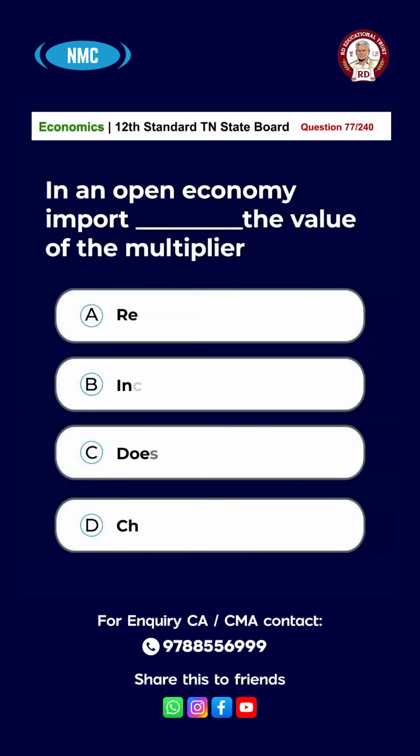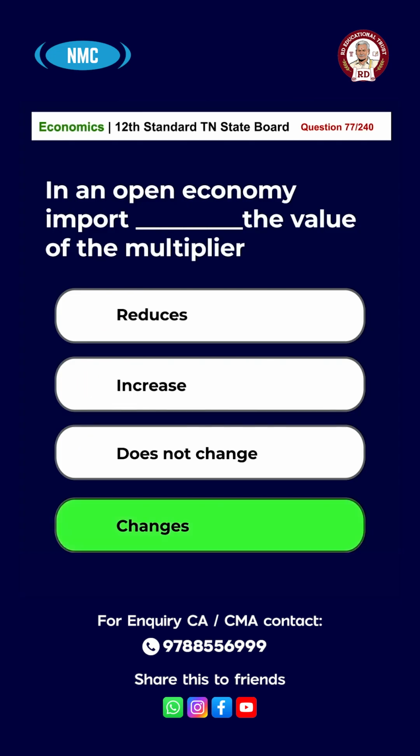In an open economy import, dash the value of multiplier. Option A, reduces, B, increase, C, does not change, D, changes. The answer is option D, changes.